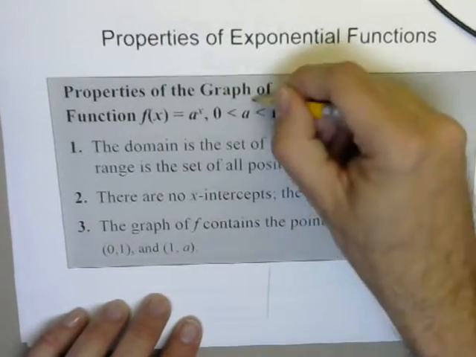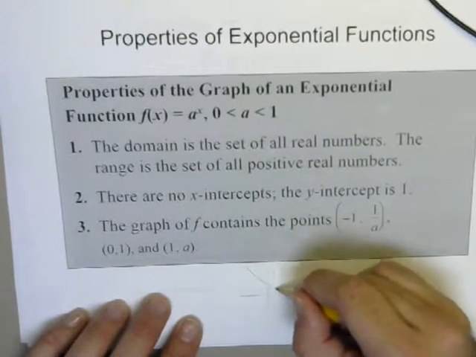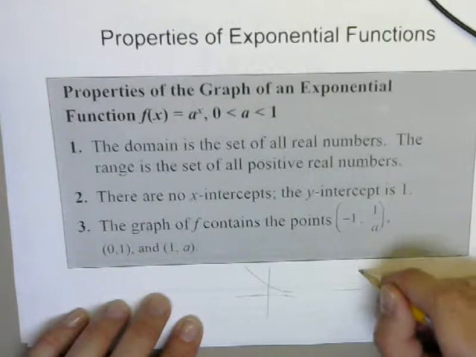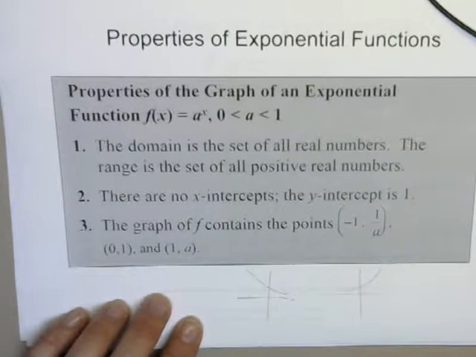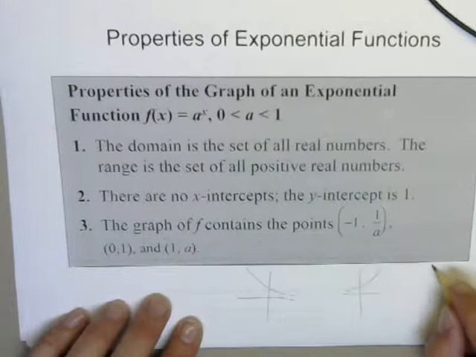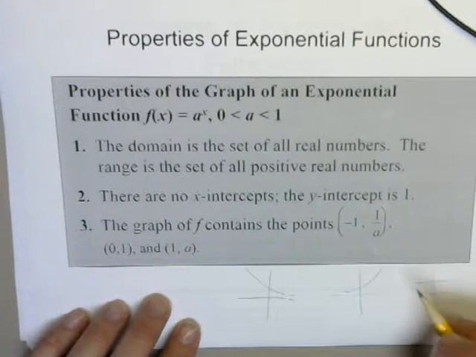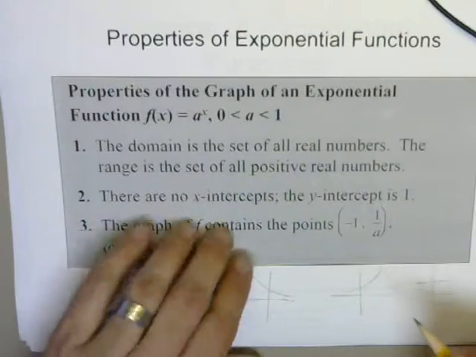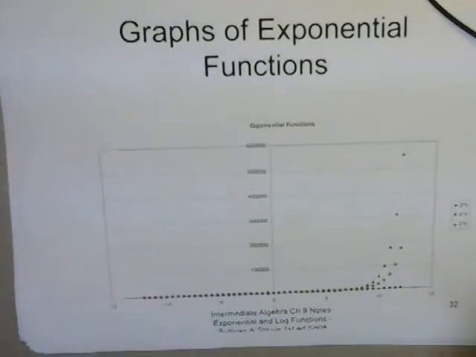The thing is, if a is between 0 and 1, the graph goes like that, and if a is greater than 1, it goes like that. And if a is equal to 1, you'll get a straight line that goes through 1. And remember, a can't ever be negative, so we don't have to worry about that situation.